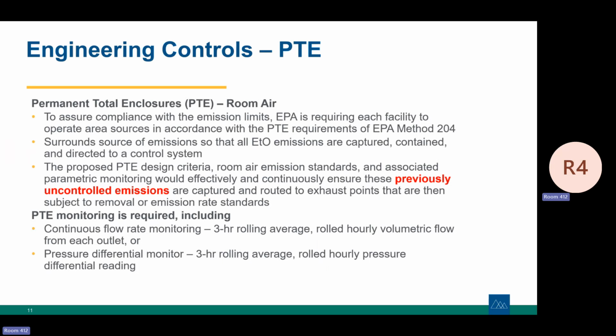You're going to have to surround the source of all the emissions, capture them, contain them, and then send them to your control system. Again, these were previously uncontrolled emissions, so now they need to be captured and routed to your thermal oxidizer or other device. And then just to mention, once you do have these, you do need to monitor your PTE, so either continuous flow rate monitoring or pressure differential monitoring.